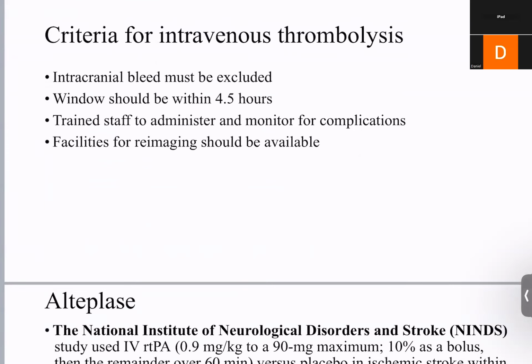Moving on to the criteria for intravenous thrombolysis. Once you know the patient is having ischemic stroke, there are certain criteria for proceeding with intravenous thrombolysis. First criteria is that intracranial bleed must be excluded. We should be within the window period of 4.5 hours. There should be trained staff to administer and monitor for complications. And in case of deterioration, there should be facilities for re-imaging. If all four criteria are met, we can proceed with intravenous thrombolysis.